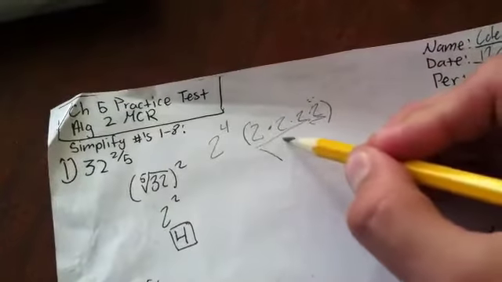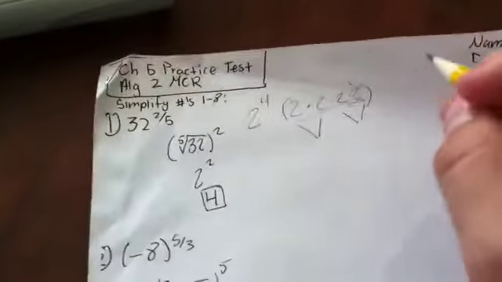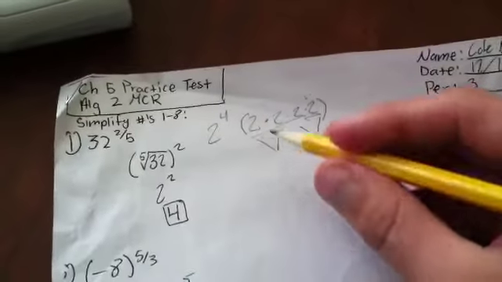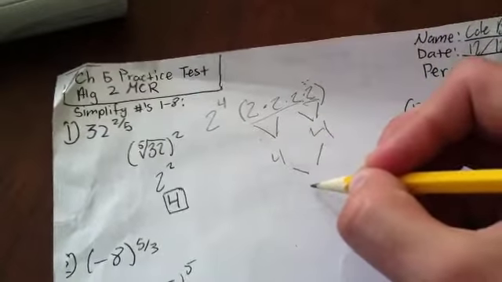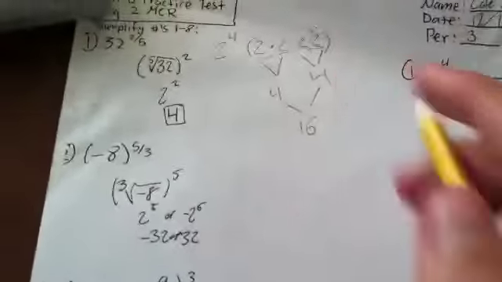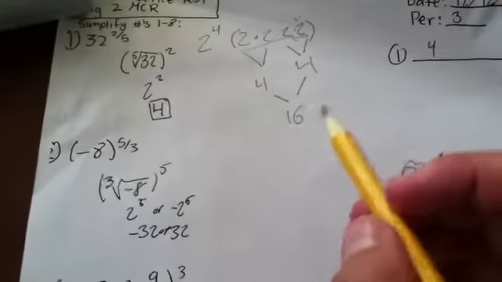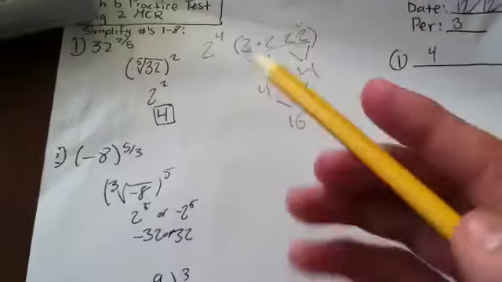What I like to do sometimes, usually I use this for larger ones, but here's just an example. 2 times 2 is obviously 4. Then we multiply these two together. 4 squared is 16. So that's just an example.